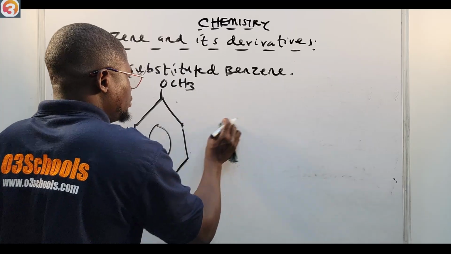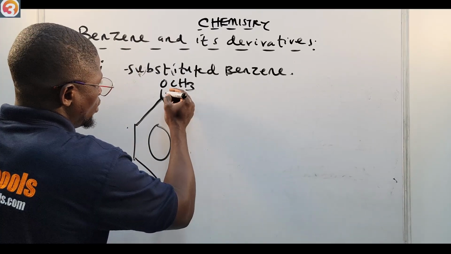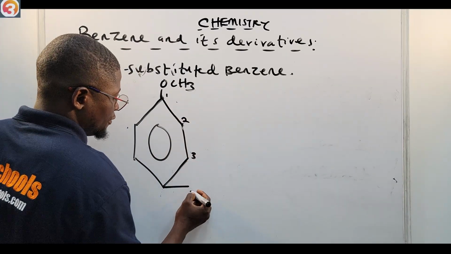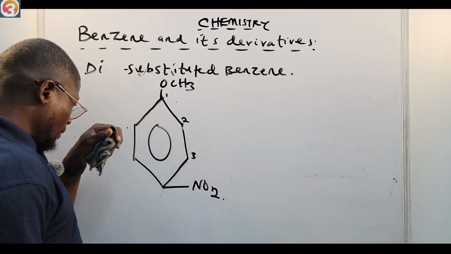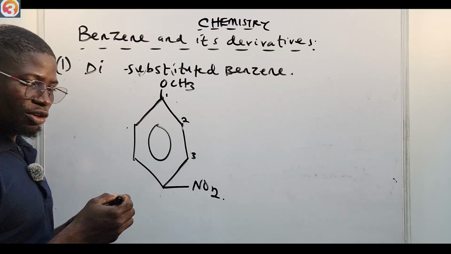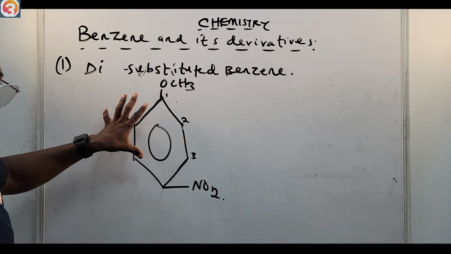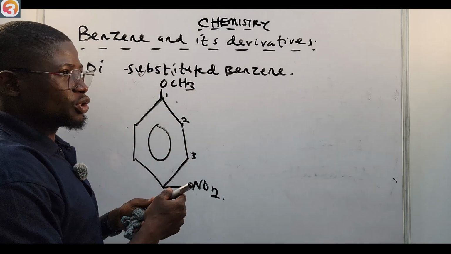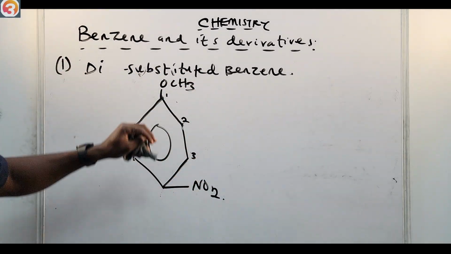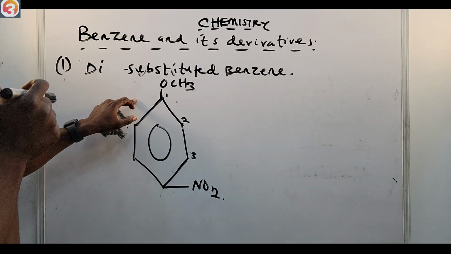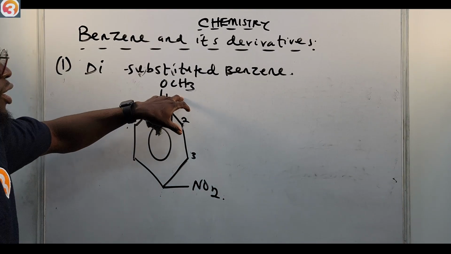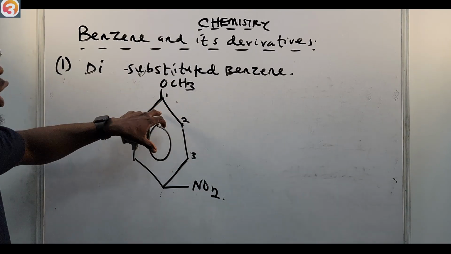Let me just say position 4. All right, this is 1, this is 2, this is 3, this is 4. Let's say we have our NO2 here. This is a nitro group, this is a methoxy group. And of course, when a methoxy group is attaching itself to a benzene ring, the parent name of this structure is anisole. Because go back to the beginning of the video where we talked about a methoxy group attaching itself to a benzene ring. We call it anisole.